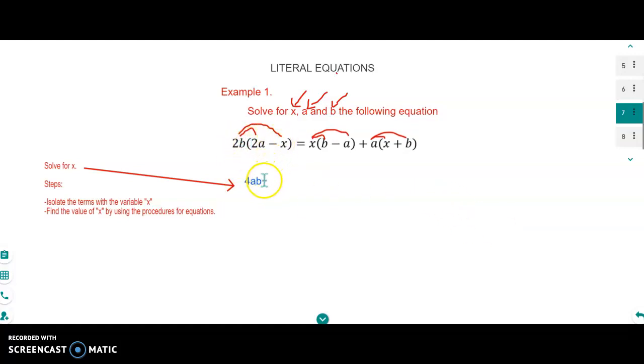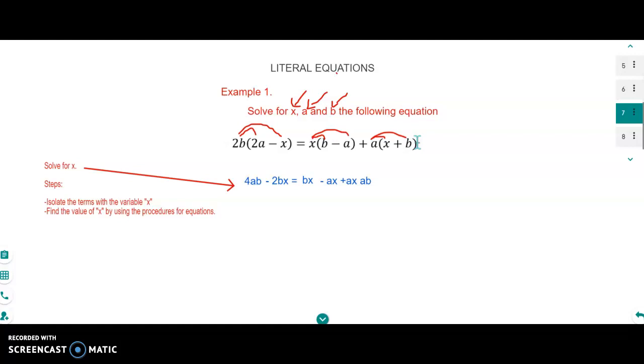2b times minus x, that will be minus 2bx, okay, and equals, and here we go to this part, x times b, that would be bx, minus ax. Then we already have multiplied here a times x. Now we have here a times x, that makes plus ax, and a times b, that would be ab. All right.